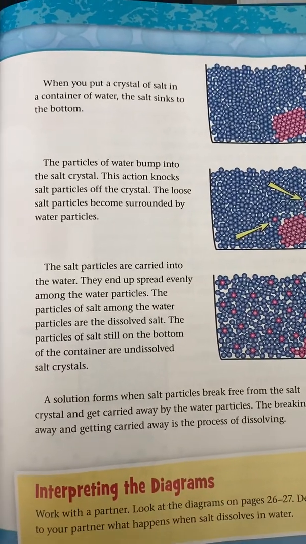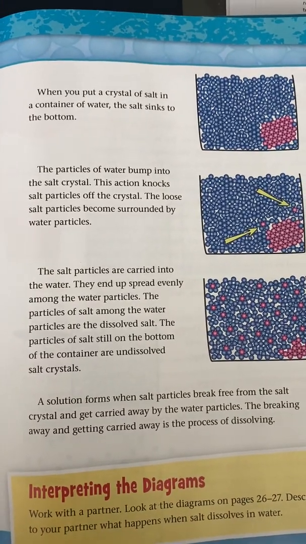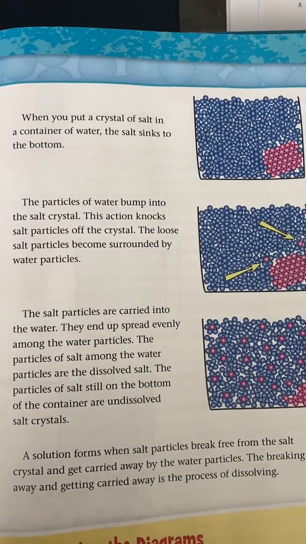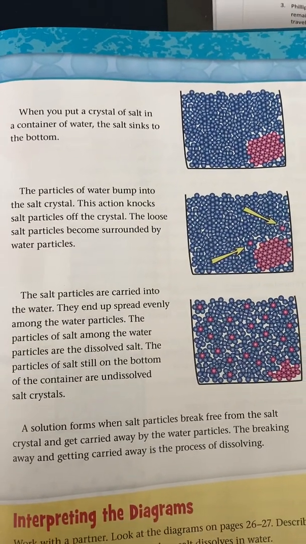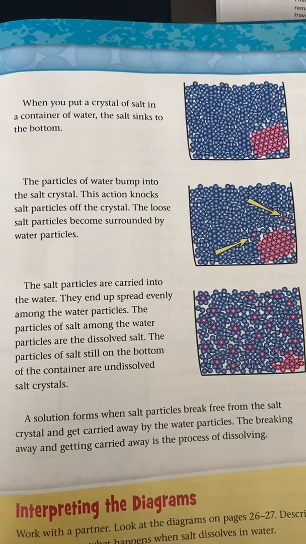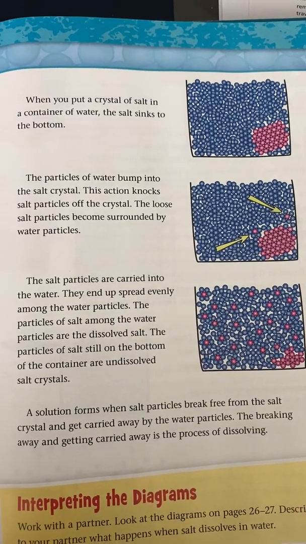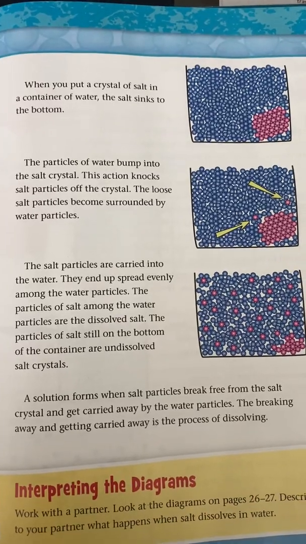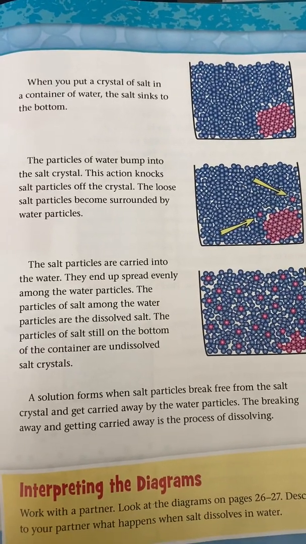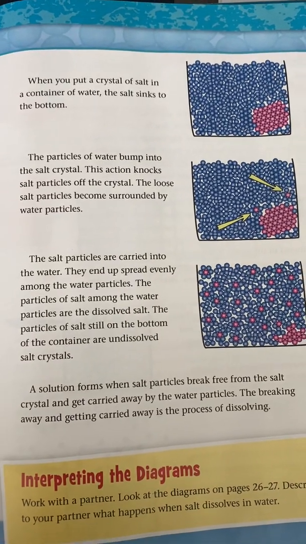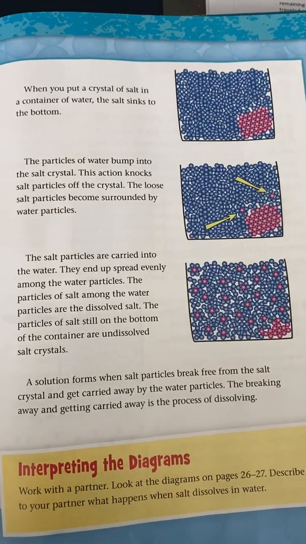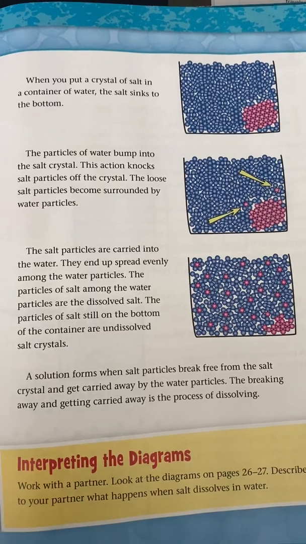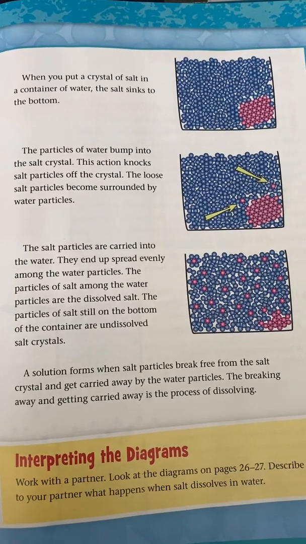When you put a crystal of salt into a container of water, the salt sinks to the bottom. The particles of water bump into the salt crystal. This action knocks the salt particles off the crystal. The loose salt particles become surrounded by the water particles. The salt particles are carried into the water. They end up spread evenly among the water particles.